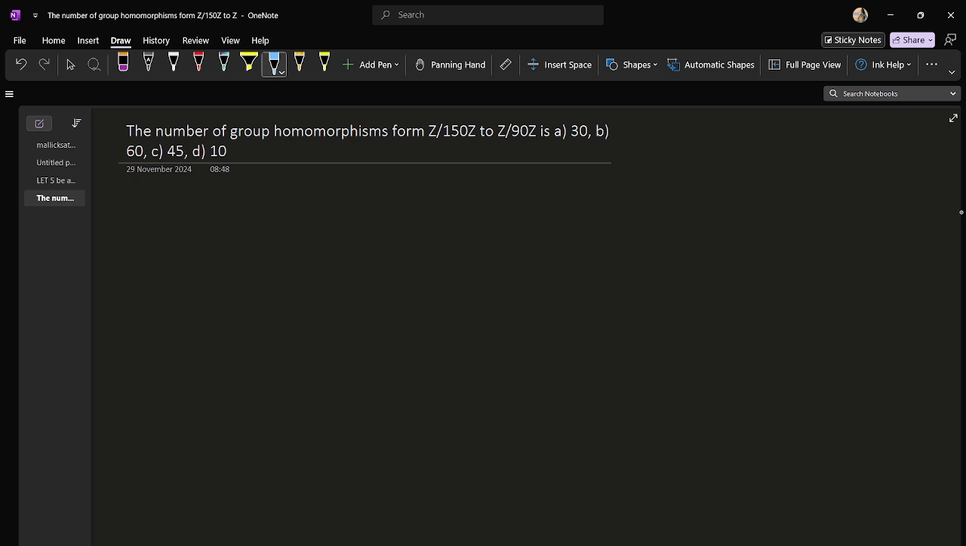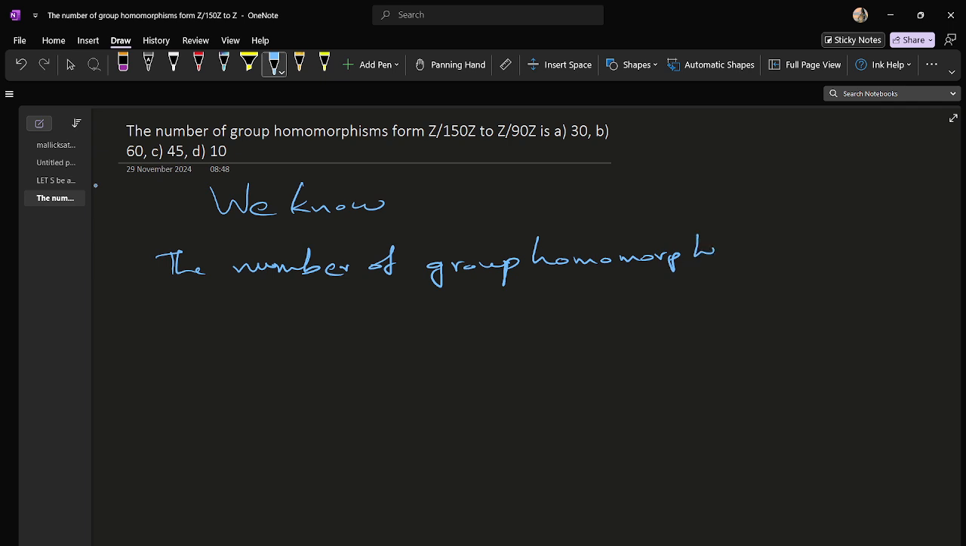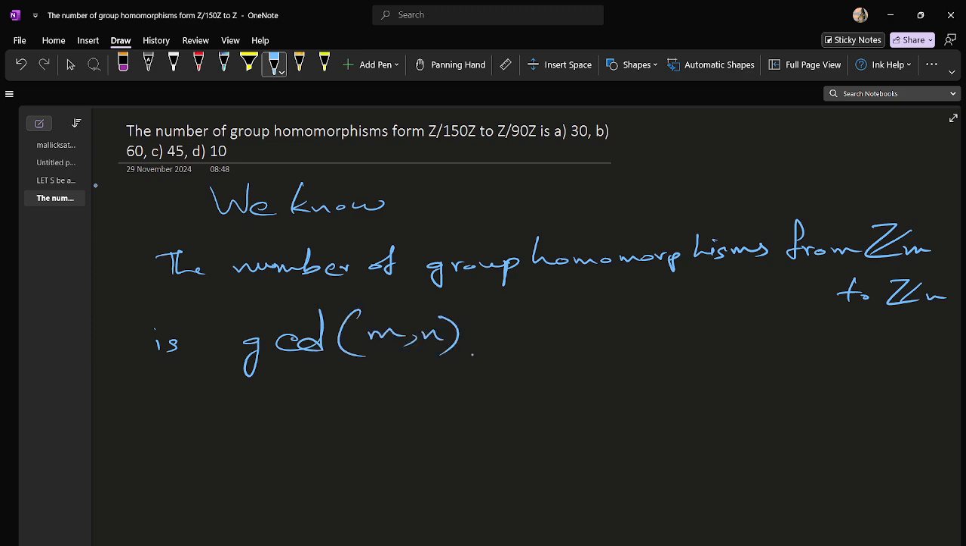So we know that the number of group homomorphisms from Zm to Zn is, as we all know, the GCD of M and N. That means the greatest common divisor of M and N. So we have to find the greatest common divisor of this.